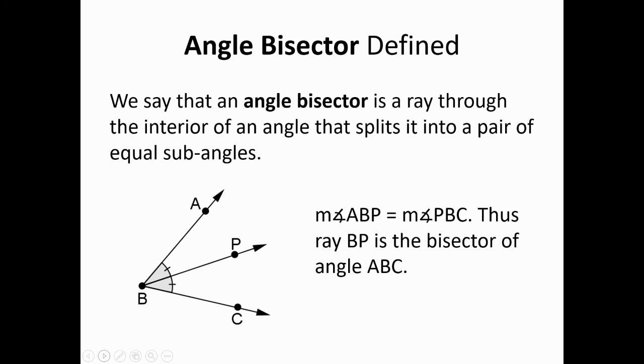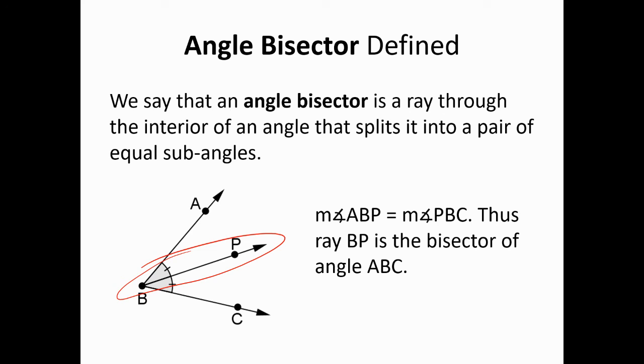So look at our diagram. We have angle ABC. We have placed the ray BP. I'll tell you what, I'll circle it for you. We've placed the ray BP so that we've created a pair of adjacent equal angles, notably ABP and CBP. We say in this case that the ray is then the angle bisector.